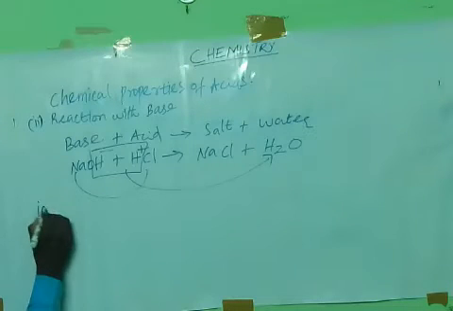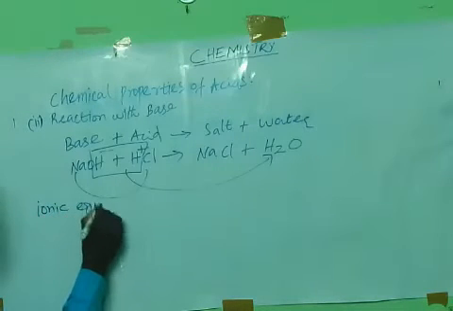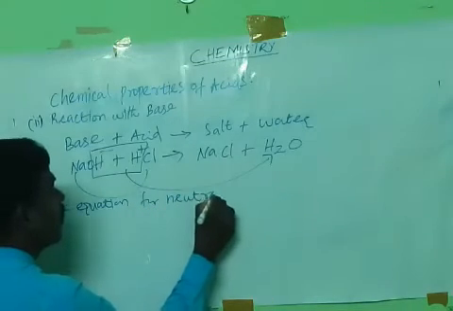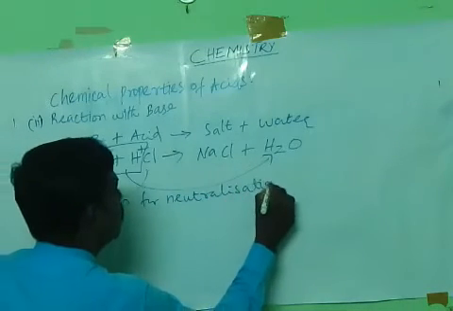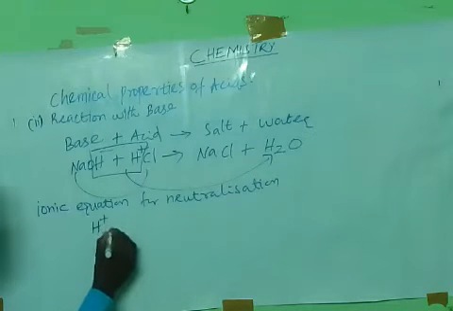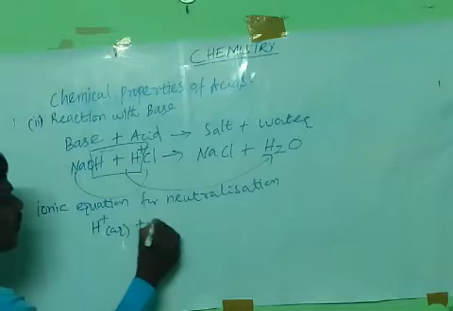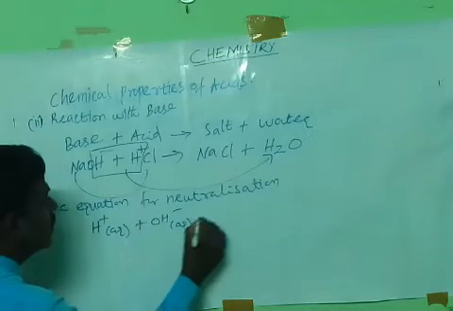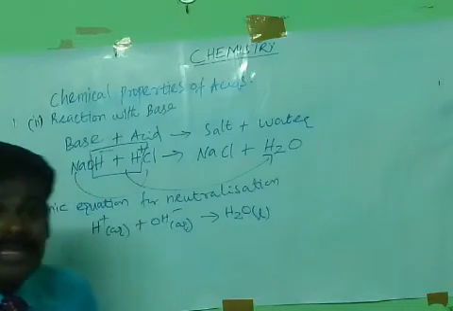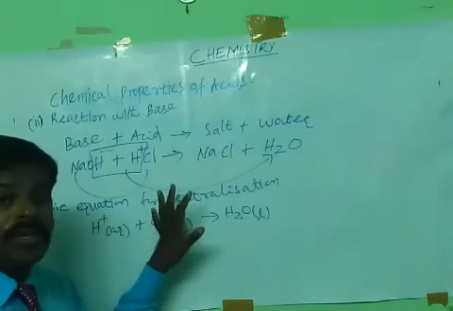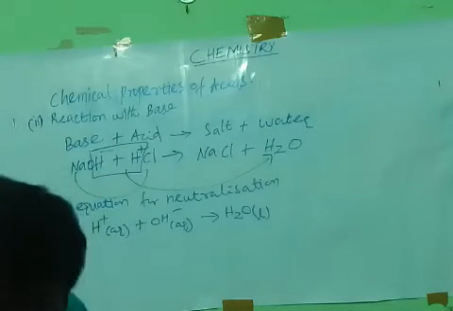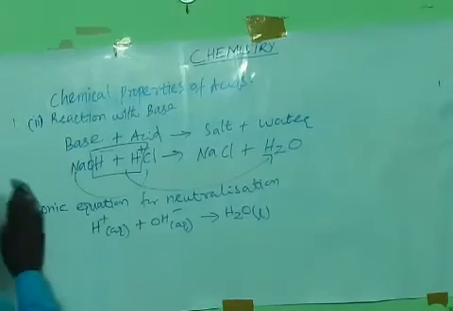So what is the ionic equation for neutralization? H plus aqueous, OH minus aqueous gives H2O liquid. So this is the equation for neutralization reaction. Good. And we are at the end.